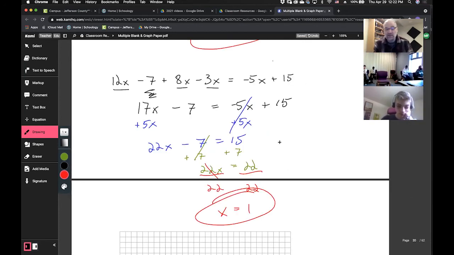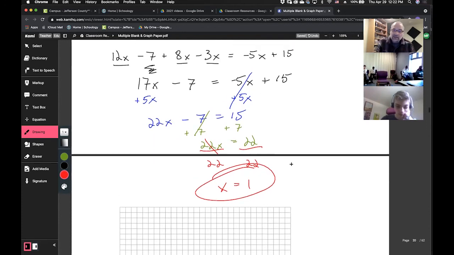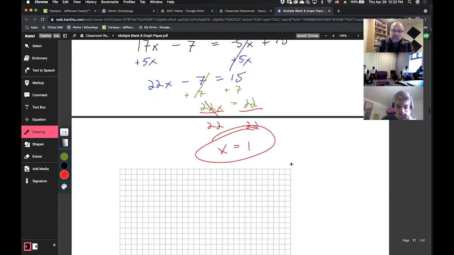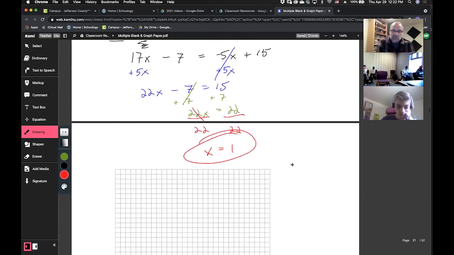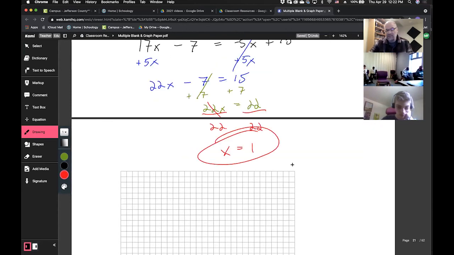So practice these in your homework. You'll have plenty of problems to do in your homework that will give you practice with this, but yeah, any questions?